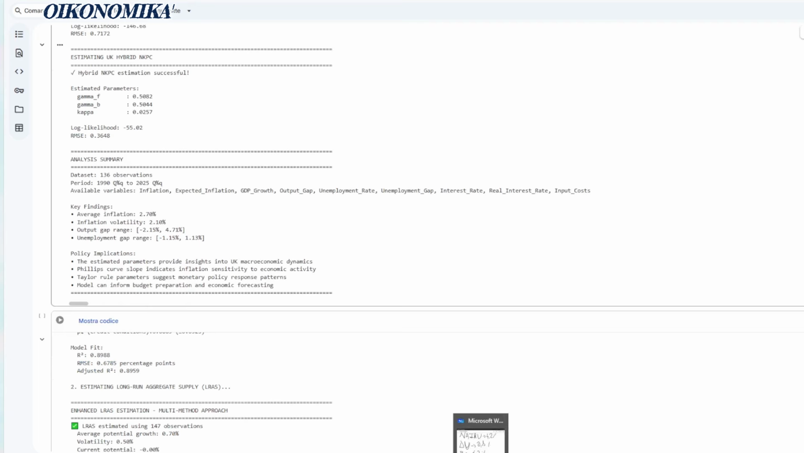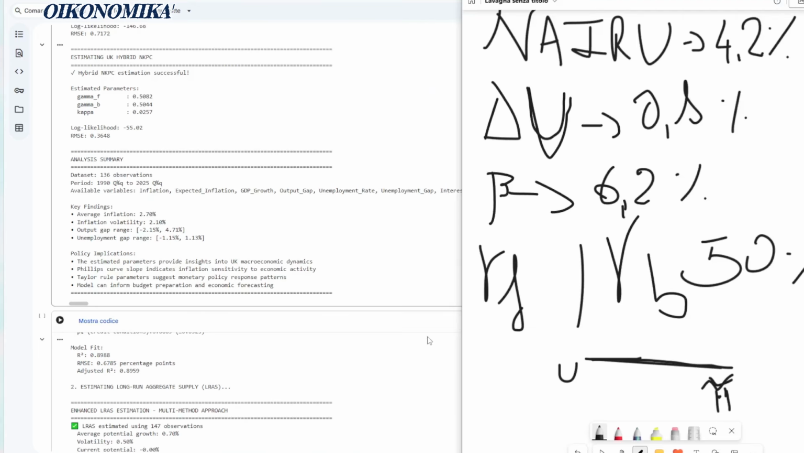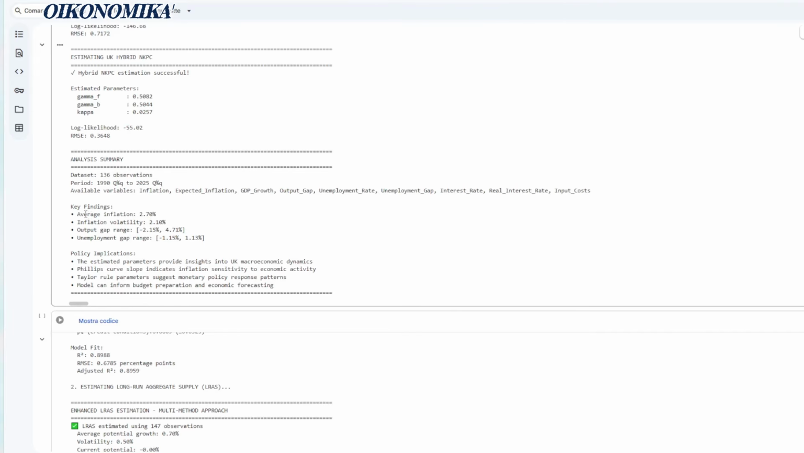That's because of ideology, mostly, because my models, they are 10 million light years times better than the OBR, and put a like for me, please. So you see the key findings: average inflation 2.7%, probably higher, but the crucial component is inflation volatility. It's 2.1, which sums up to 4.8.